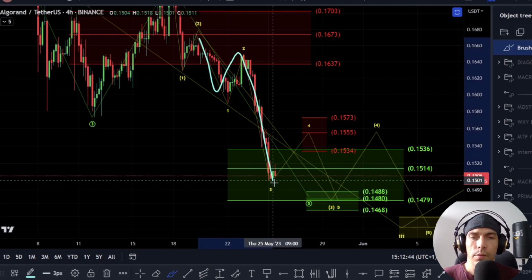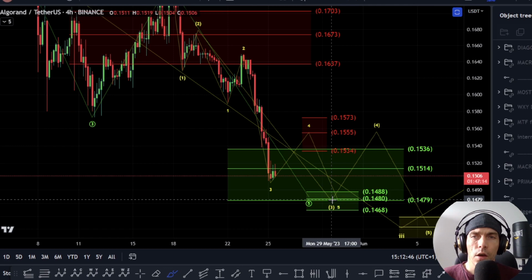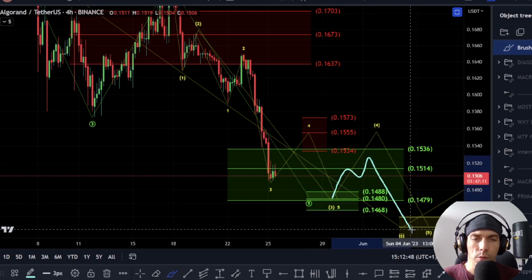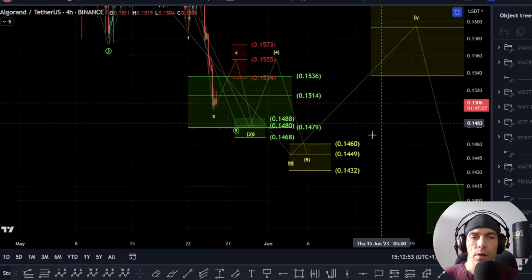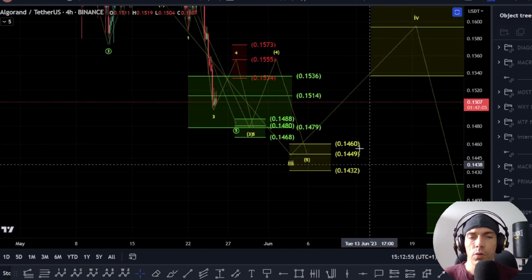Now, if we did get a 5-wave move down into this low here, what I'd be looking for then would be an additional fourth and a fifth. So this could actually look to push us down towards this lower range here of this 1460 to this 1432.